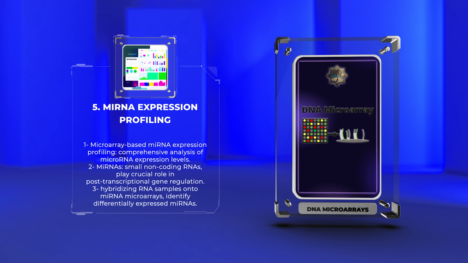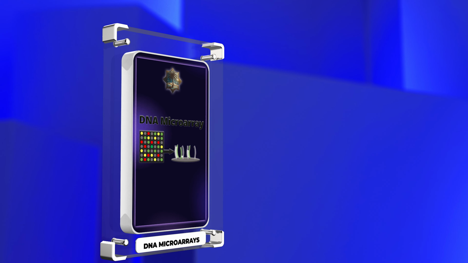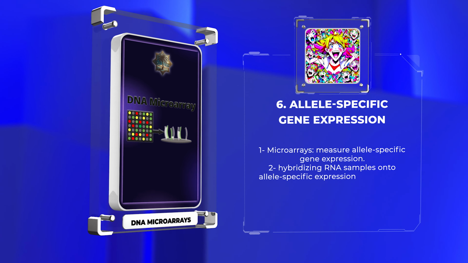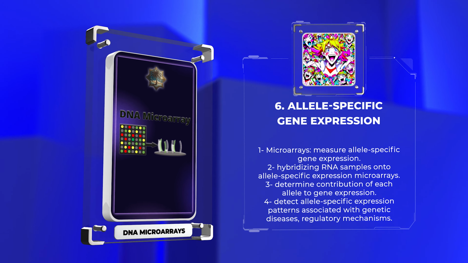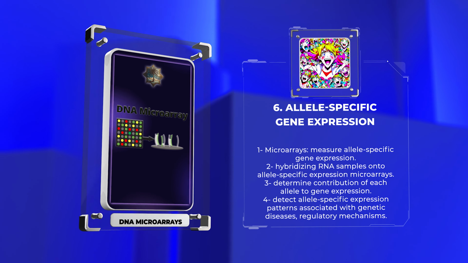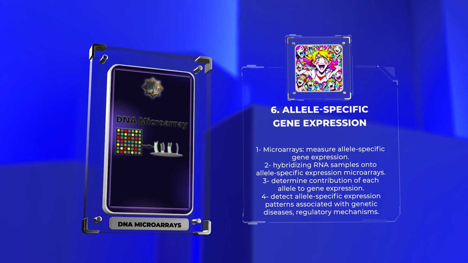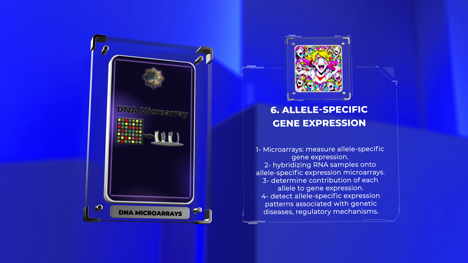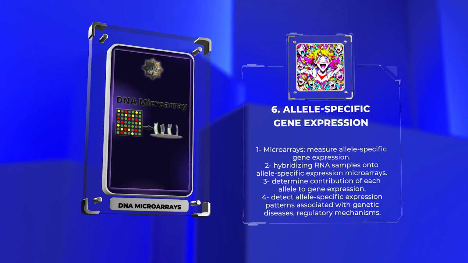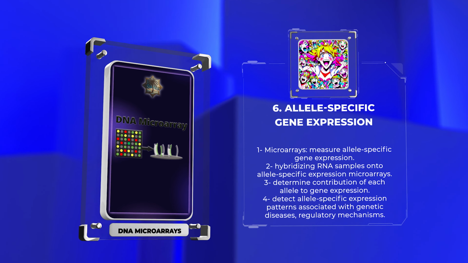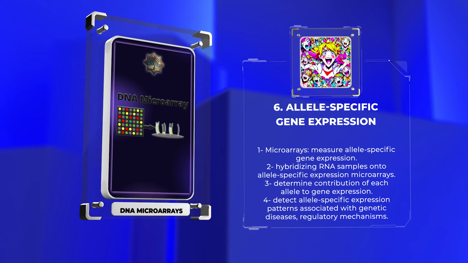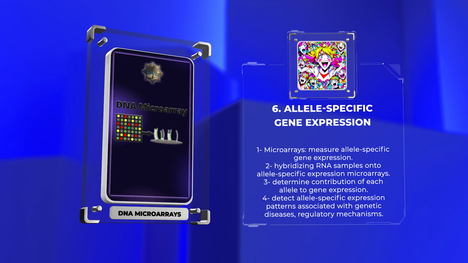biological processes and diseases. Microarrays can be used to measure allele-specific gene expression, which refers to the differential expression of alleles from heterozygous individuals. By hybridizing RNA samples onto allele-specific expression microarrays, we can determine the contribution of each allele to gene expression. This technique enables the detection of allele-specific expression patterns associated with genetic diseases and regulatory mechanisms.